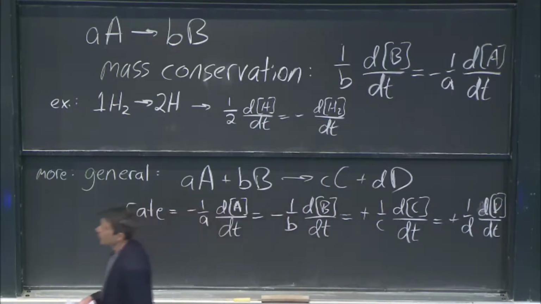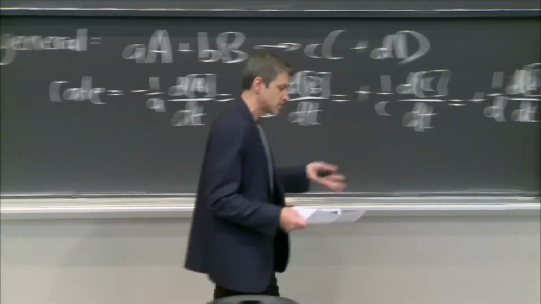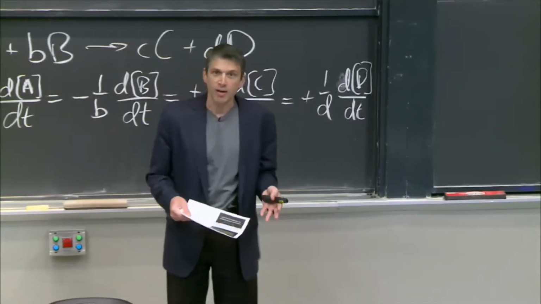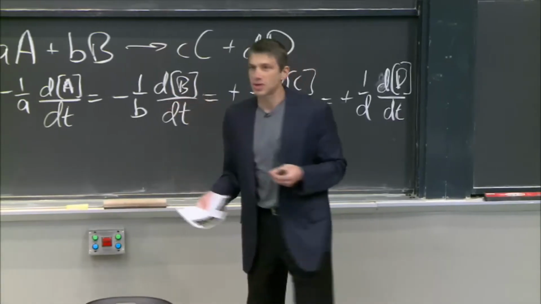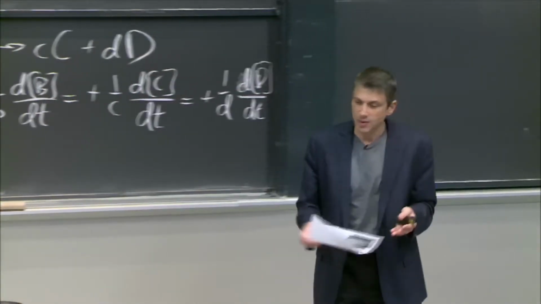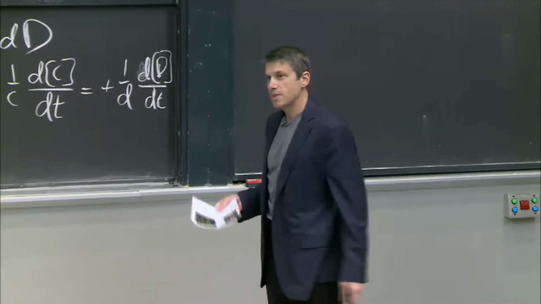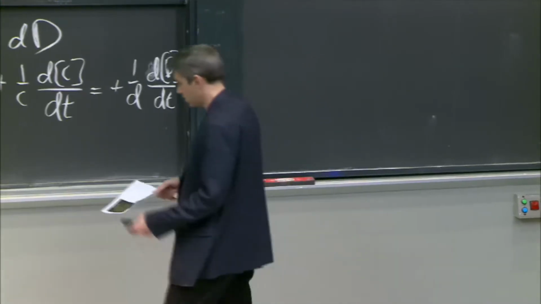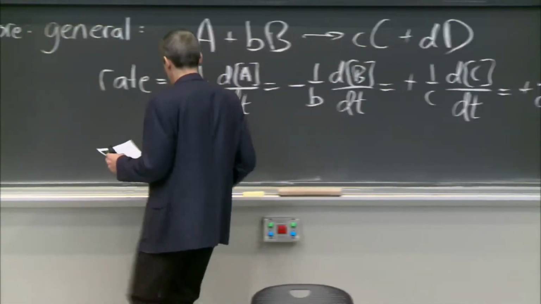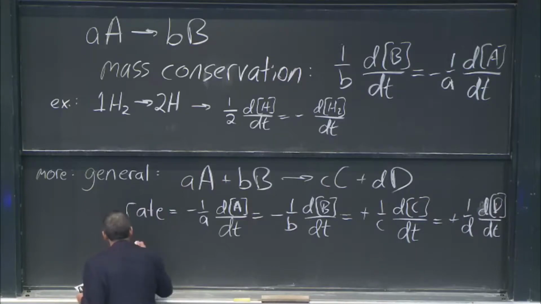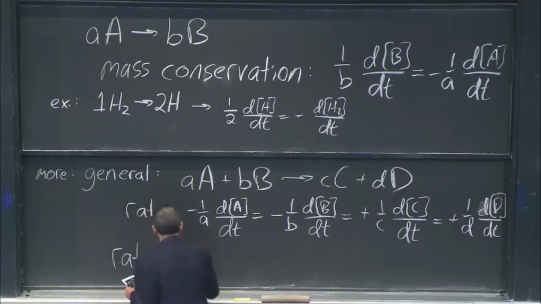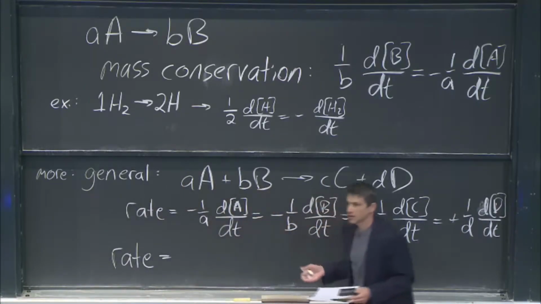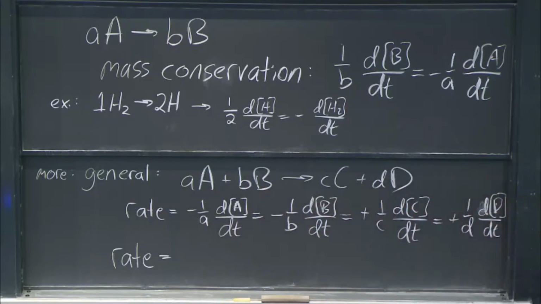I want to know, not just, okay, I see how you change with time, so that's a rate, but a law such that if I gave you any set of concentrations, what would the rate be? Could I come up with a function? And so we write down the rate as depending on the concentrations.